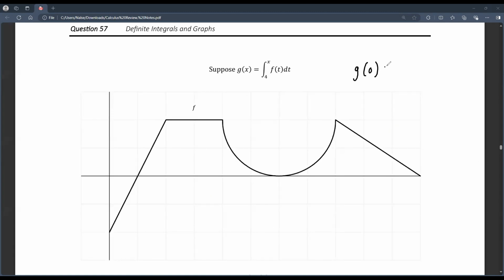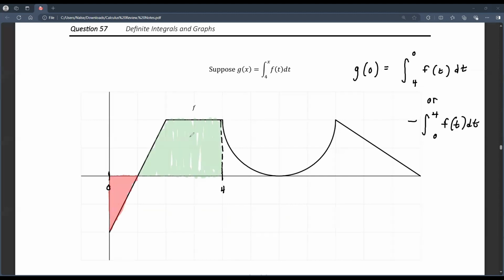Question 57. What is the value of function g when x equals 0? When we plug in 0 into the function rule, we see that the upper bound of the integral is 0 and the lower bound is 4. We can flip these bounds if we remember to negate the integral, and we can then evaluate the integral using geometry. Keep in mind the areas under the x-axis should be viewed as negative quantities.